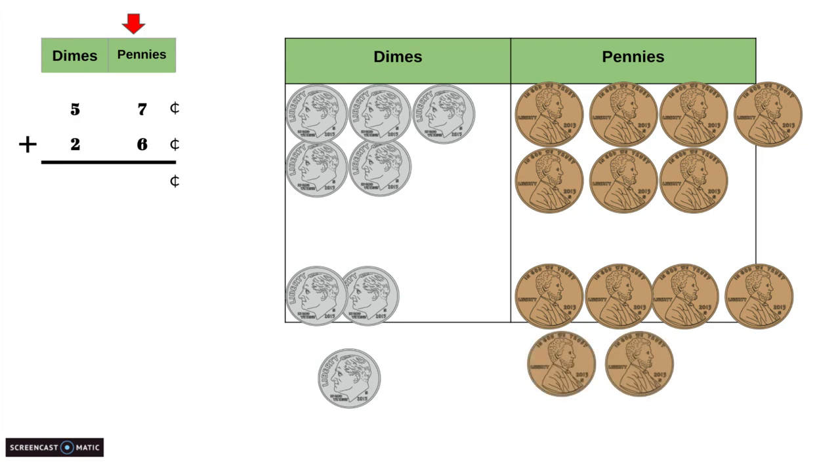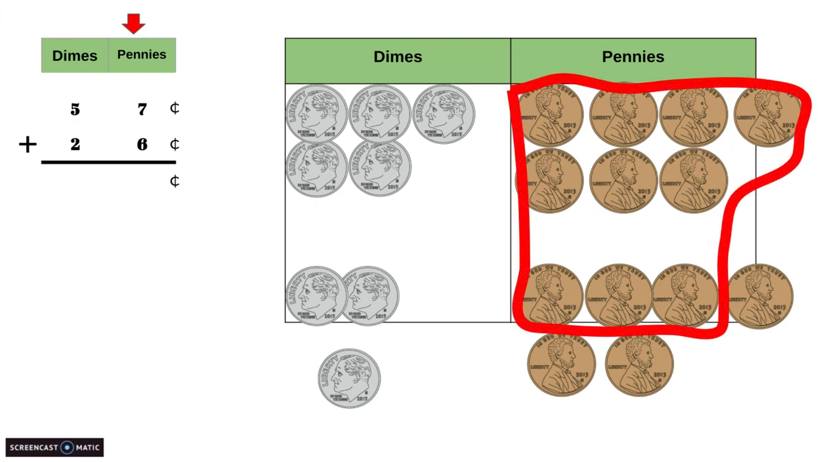Now, remember, if we want to regroup, we have to have a group of 10. Let's count the pennies to see if we have a group of 10. 1, 2, 3, 4, 5, 6, 7, 8, 9, 10, 11, 12, 13. We for sure have a group of 10. This is my group of 10. You can see that in my penny side right now, I have 1 group of 10 and 3 ones. So I can move my group of 10 to make a dime.